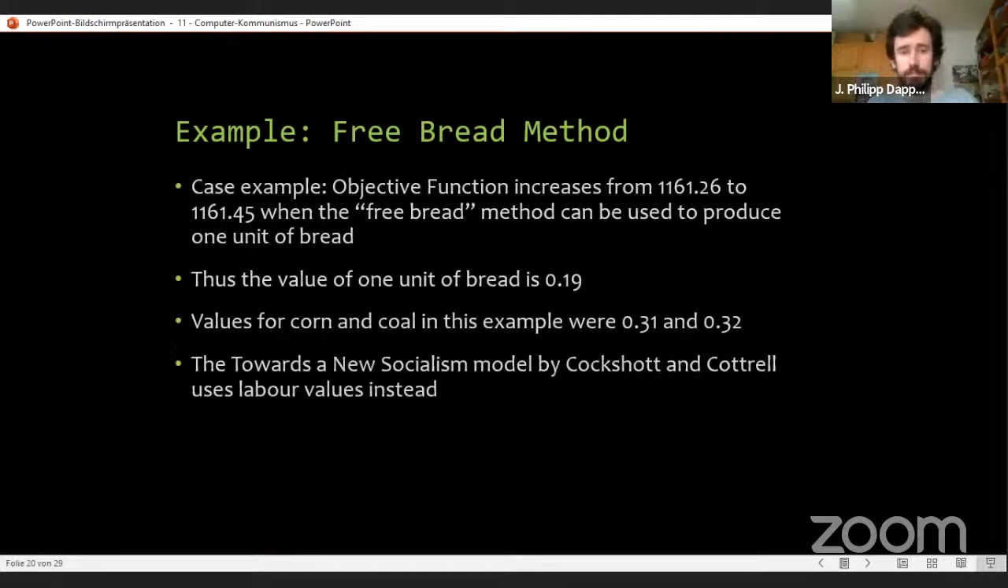And towards a new socialism model, which my model is kind of an adaptation of, simply uses labor values instead. So they simply use the average socially necessary labor time to produce something. And I, in my simulation, tried both out and compared them, and we'll look at that shortly.